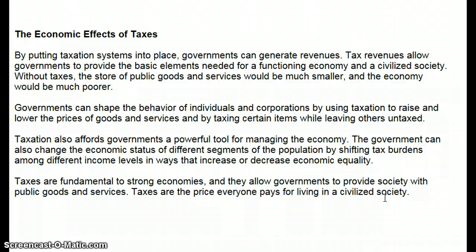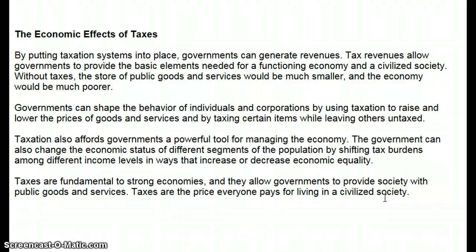The economic effects of taxes. By putting taxation systems into place, governments can generate revenues. Tax revenues allow governments to provide the basic elements needed for a functioning economy and a civilized society. Without taxes, the store of public goods and services would be much smaller, and the economy would be much poorer. Governments can shape the behavior of individuals and corporations by using taxation to raise and lower the prices of goods and services by taxing certain items while leaving others untaxed.